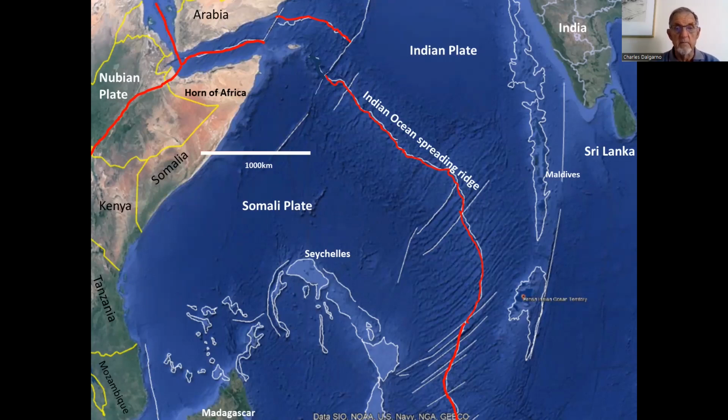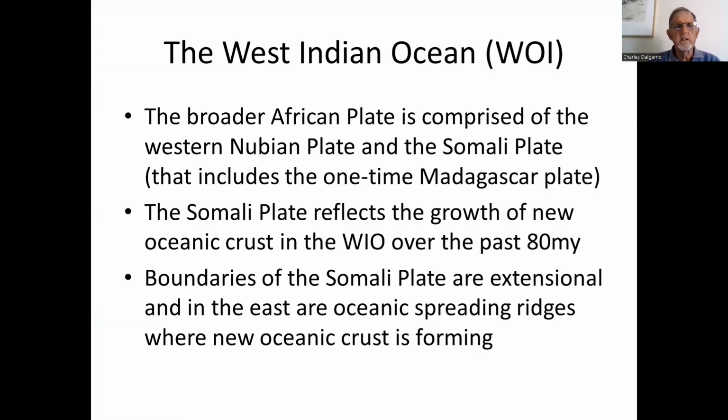They were derived at the time Madagascar separated from India. But there is also an anomaly in the great ridges that extend down from India through the Maldives, and the southern extension of this, which goes beyond the diagram at 6 o'clock, the bottom of the diagram. So the West Indian Ocean involves the broader African plate, which is comprised of a Western Nubian plate, the main mass of Africa extending across to the mid-southern Atlantic, and the Somali Plate, which includes the one-time Madagascar Plate.